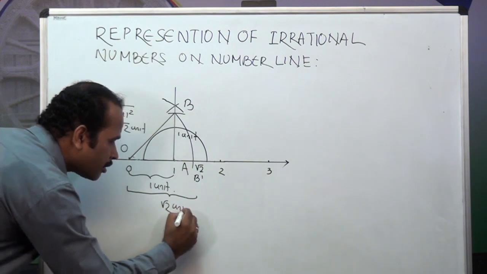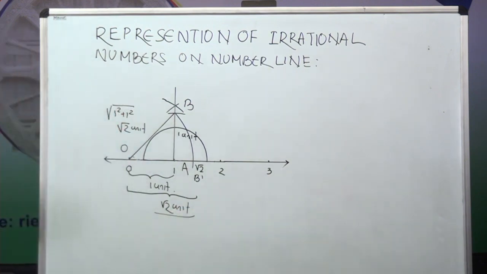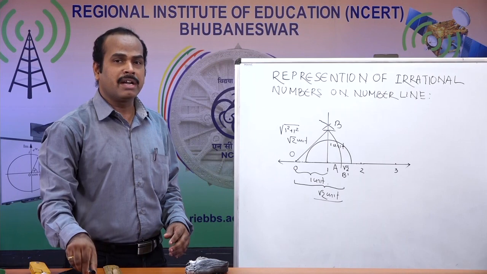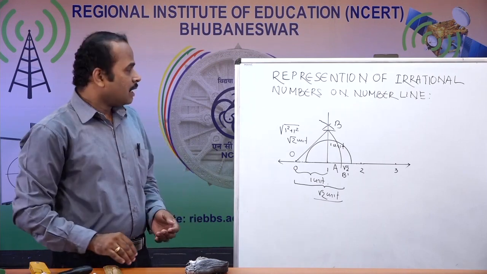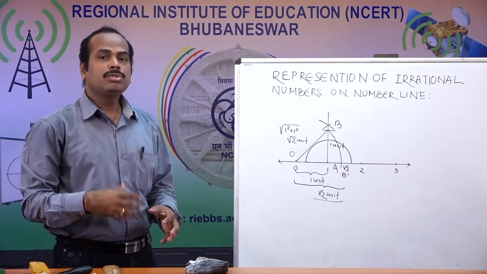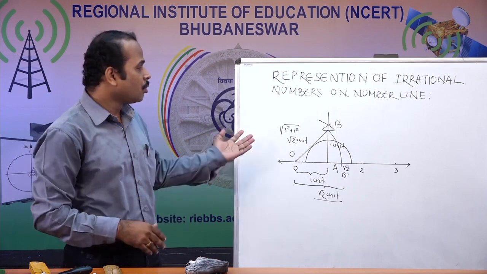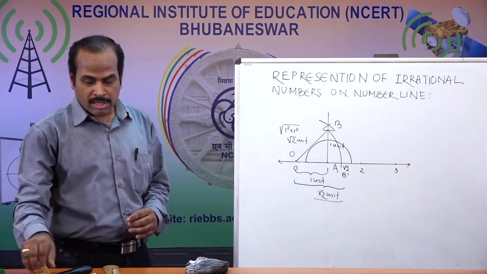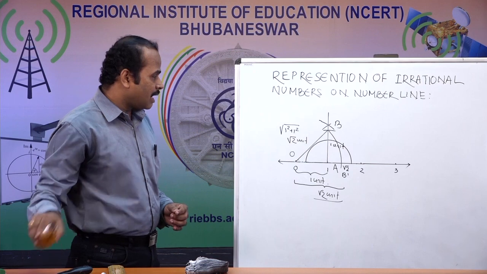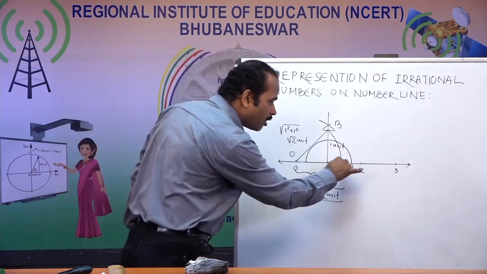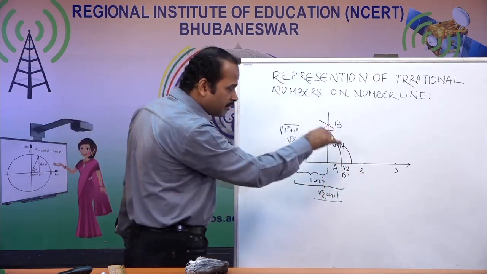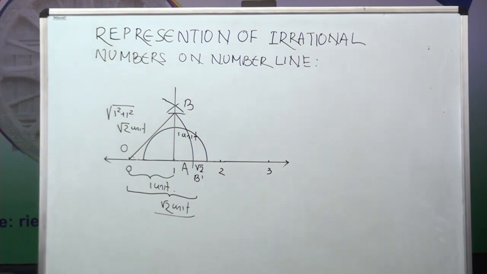This is root 2 unit. Okay. So now we learned how we have presented root 2 on the number line. Now if I want to find root 3 on the number line, how will I do it? Again from the same point, the point root 2 that I already got on the number line.